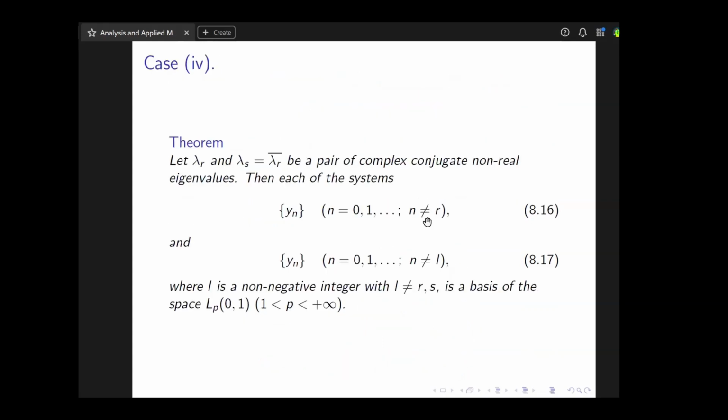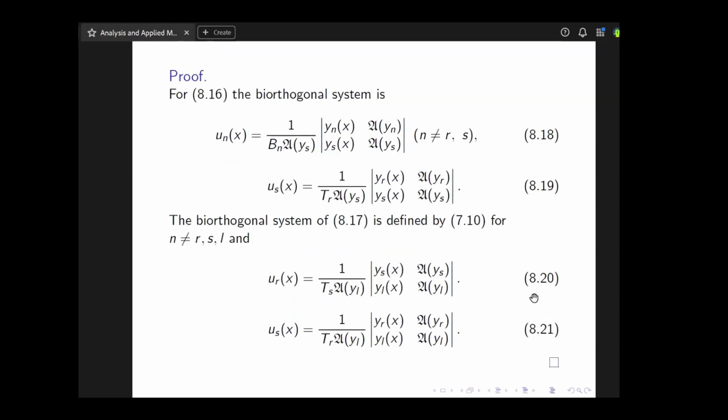Of course, there is also the case of complex eigenvalues. There can be only two complex eigenvalues, and they are conjugates of each other. One needs to consider the cases when you remove an eigenfunction corresponding to a complex eigenvalue, or you remove an eigenfunction not corresponding to a complex eigenvalue, only corresponding to real ones. Both of these cases are considered here, and the biorthogonal systems are constructed.